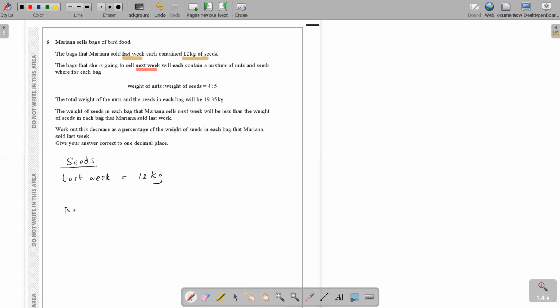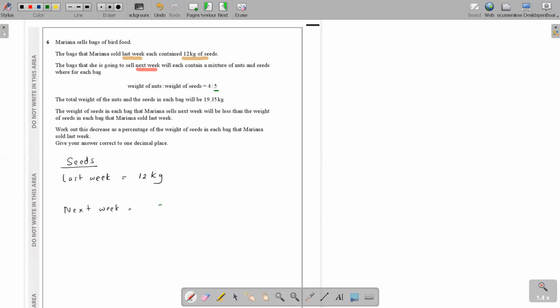Now, our biggest task is to find how much of seeds she is going to sell in a bag next week. They've told us that the total weight of the bag is 19.35 kilograms, out of which the ratio of nuts to seeds is 4 to 5. So you just need to divide the weight in the 4 to 5 ratio. I need the ratio for seeds, and you can see seeds have 5 parts.